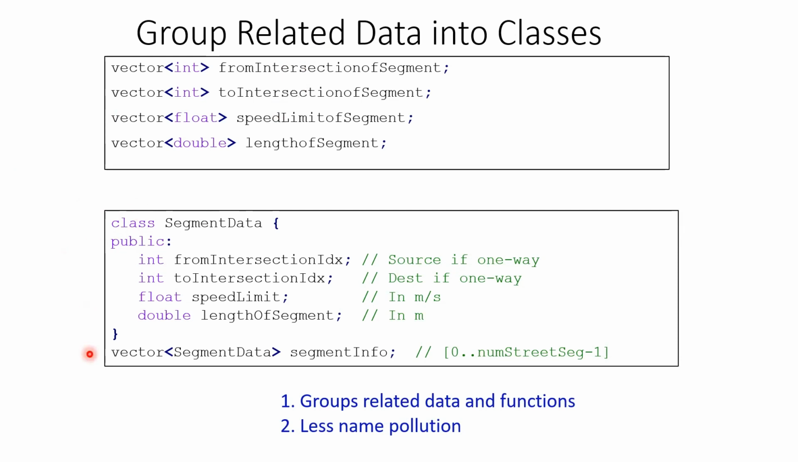So a class is a type. And this vector is a global variable. These two are storing the same things, using the same storage, but this is a single vector and you can access the 4 fields within the single vector.